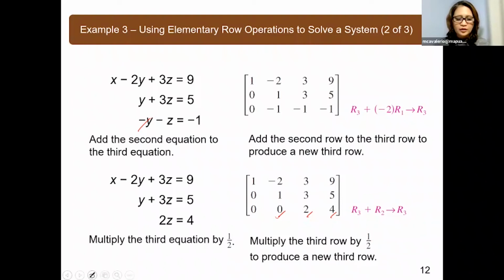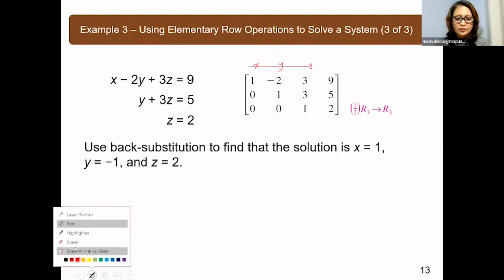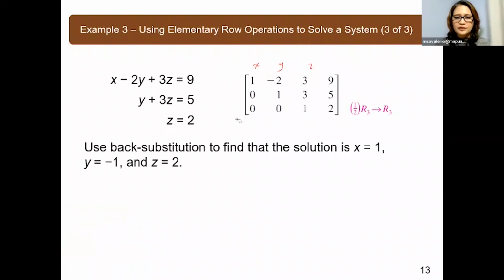So we can check it on the next slide. So we have here 1, 2, and then we apply your back substitution. So notice that in the augmented matrix, it is understood that all the entries in column 1 are the coefficients of x, and the entries in column 2 are the coefficients of y, and the entries in column 3 are the coefficients of z. And we also know that the last column are actually the constants.